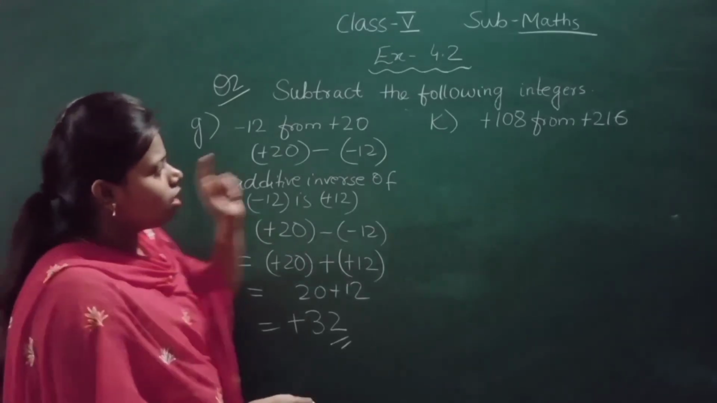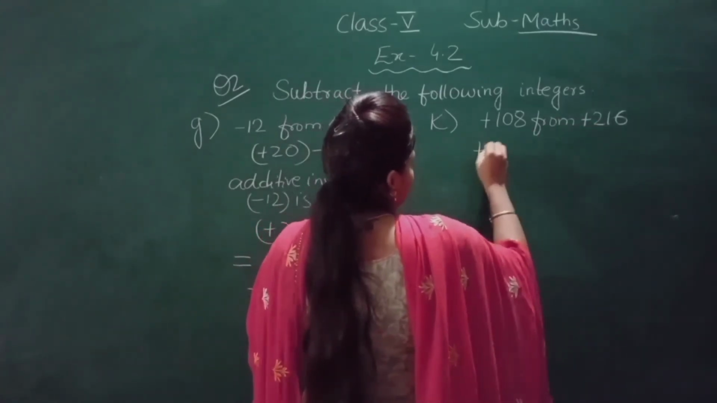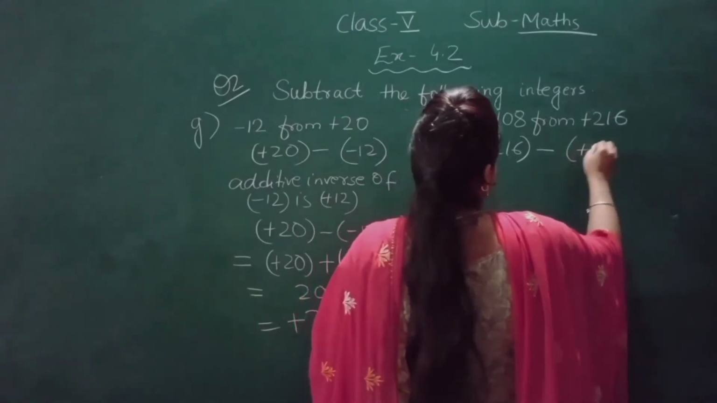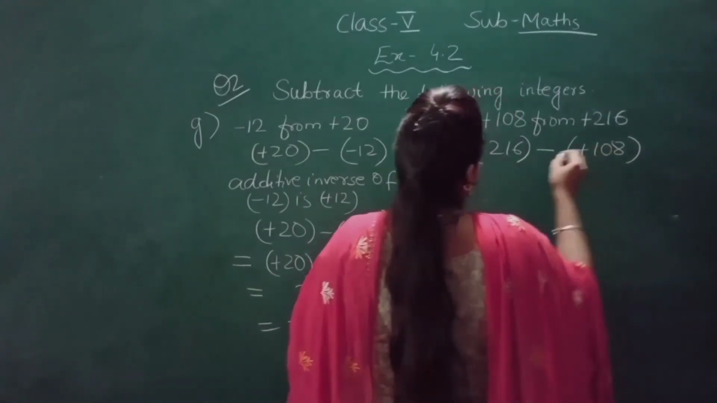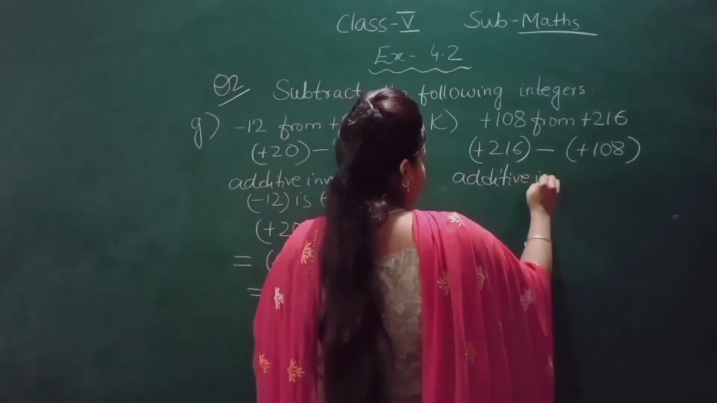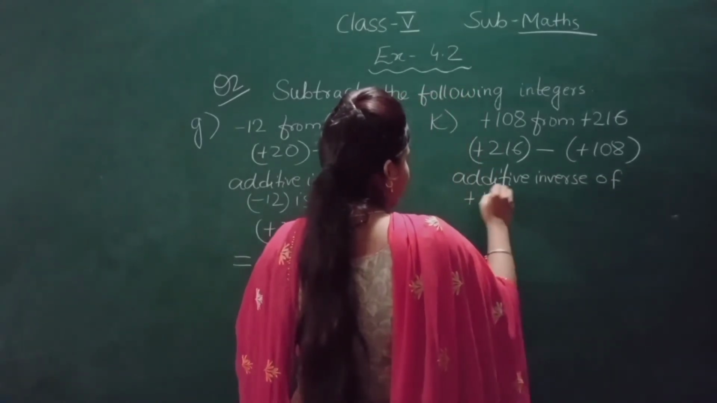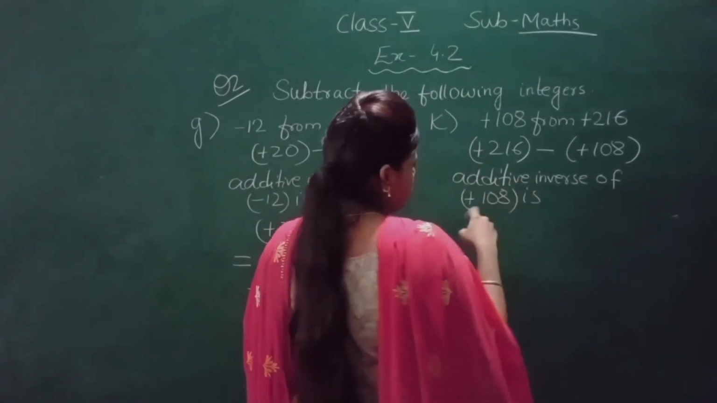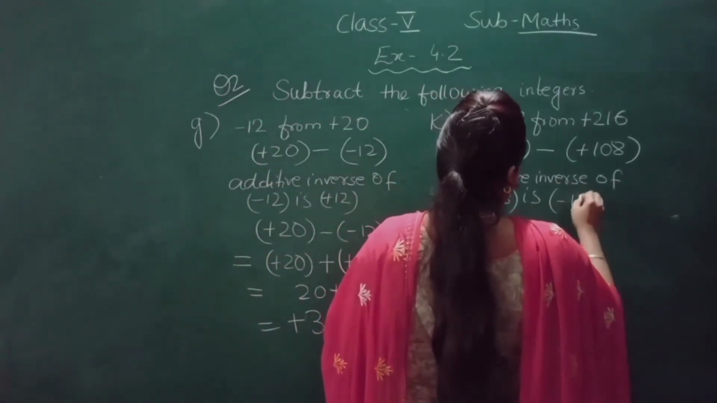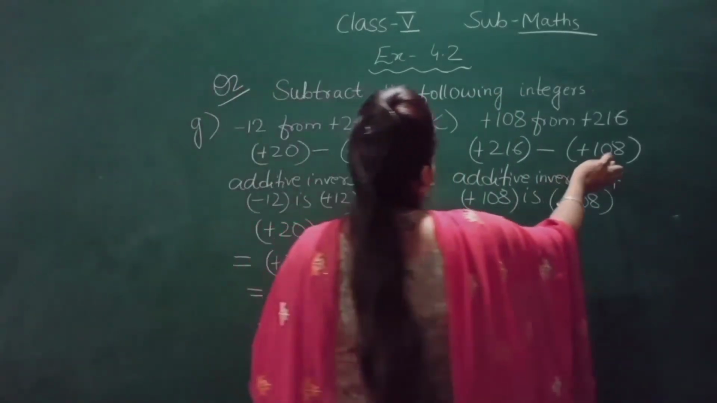Okay. Now see the last question. How to do? Now again we will write this first. Plus 216, bracket, minus, plus 108. Okay. Now what we have to do? Additive inverse. Additive inverse of plus 108 is minus 108. Okay, the sign will change. Okay, so done this also. Additive inverse we have found. Always find the additive inverse of this.